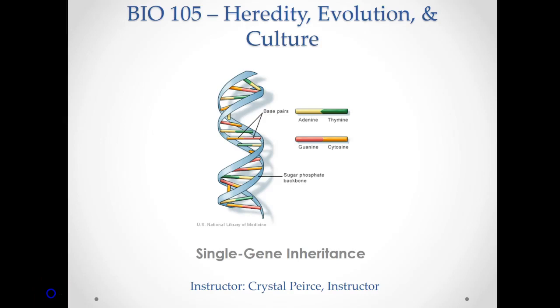Hi everyone! Today we're going to be talking about Chapter 4, which is all about the actual way that we transmit genetic information from one generation to the next. So we're going to talk about what's called single gene inheritance. And this is Chapter 4 in our textbook. And I'm actually going to break this apart into two different sections. So in this first lecture, we're going to talk about the basics of single gene inheritance.